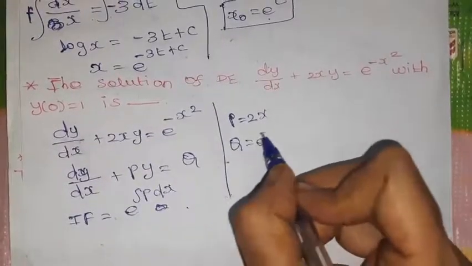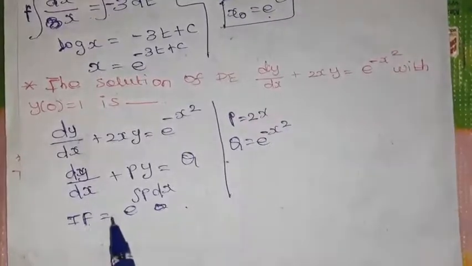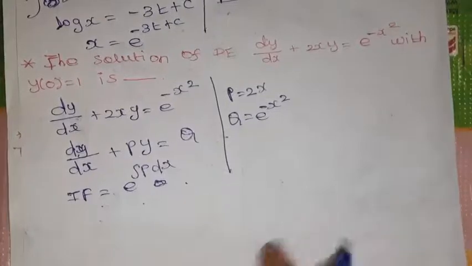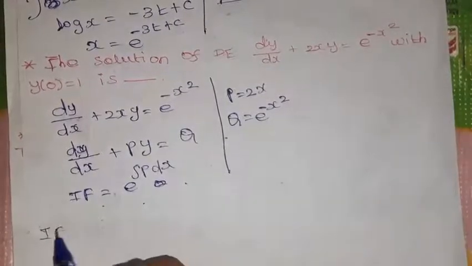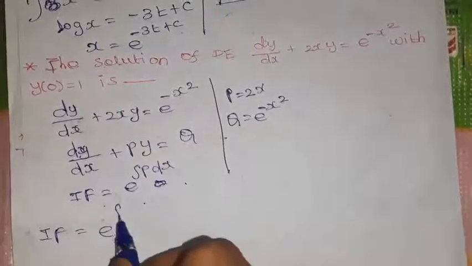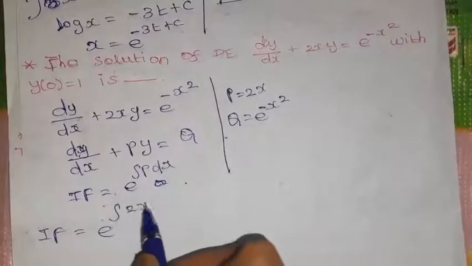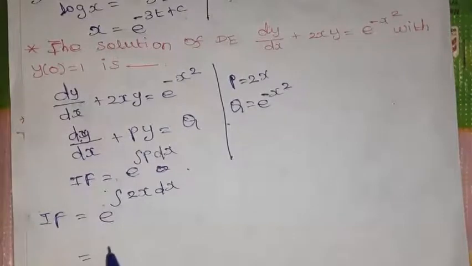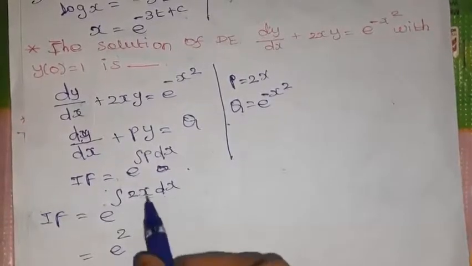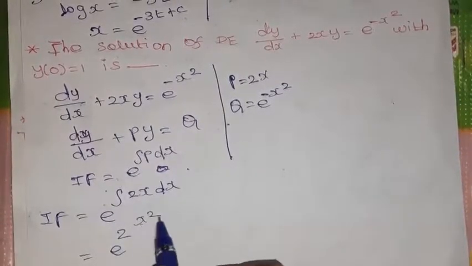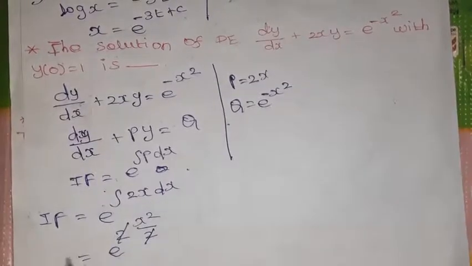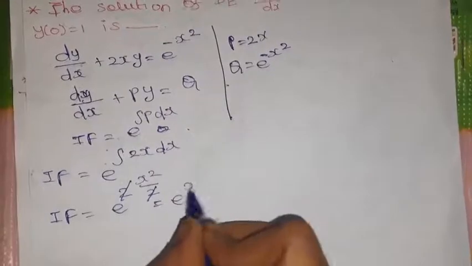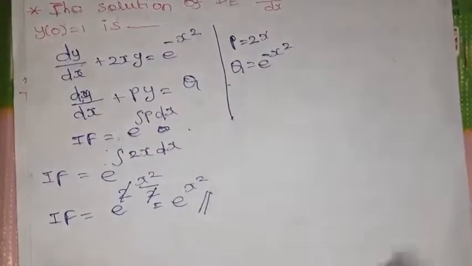Q equal to e power minus x square. Then we need to find out the integral function. Integral function is nothing but e power integral p dx. So integral function equals e power integral of p, which is 2x dx. So 2x dx is nothing but e power 2 into x dx, which is x squared by 2. So this and this get cancelled. What is the integral function? Now e power x squared. So it is the integral function.